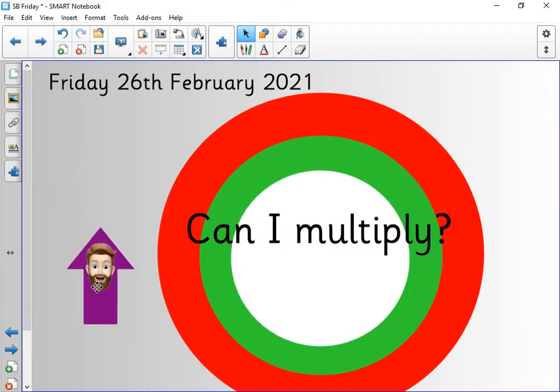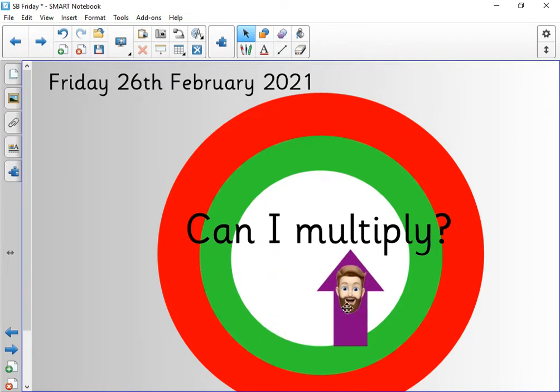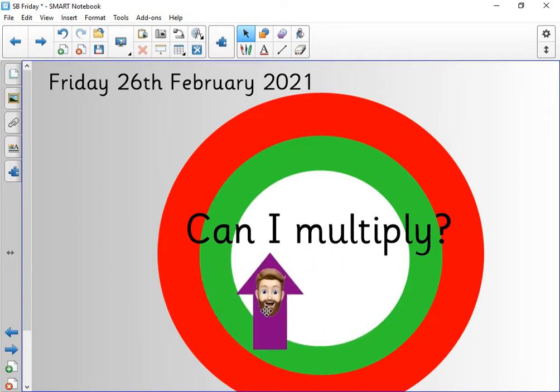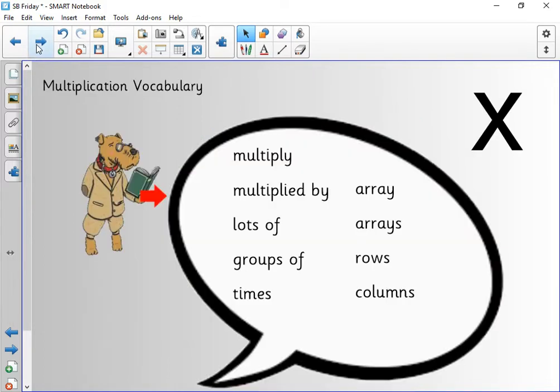Okay, let's read our learning question. My turn. Can I multiply? Your turn. Can I multiply? Great job. Yesterday we drew arrays to multiply. Today we're going to use a different strategy.